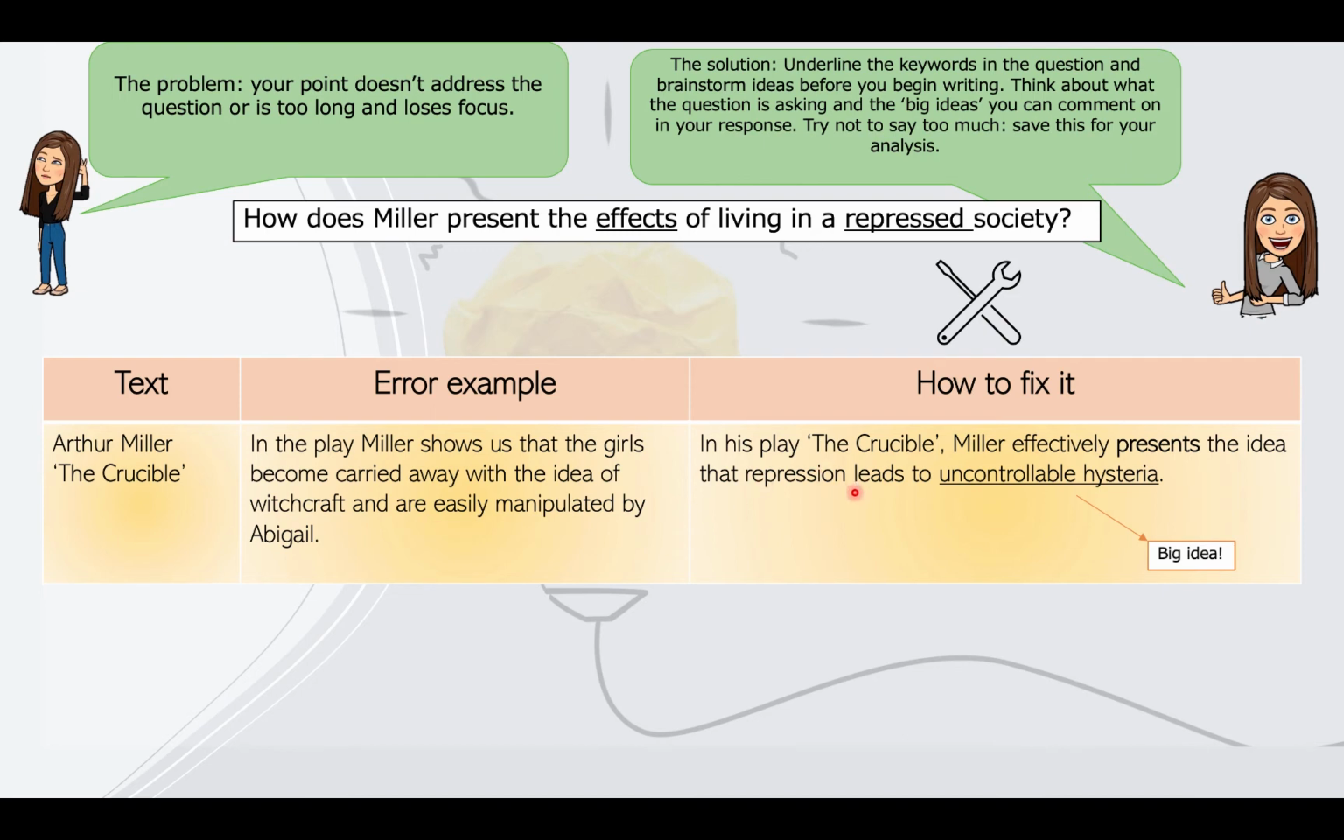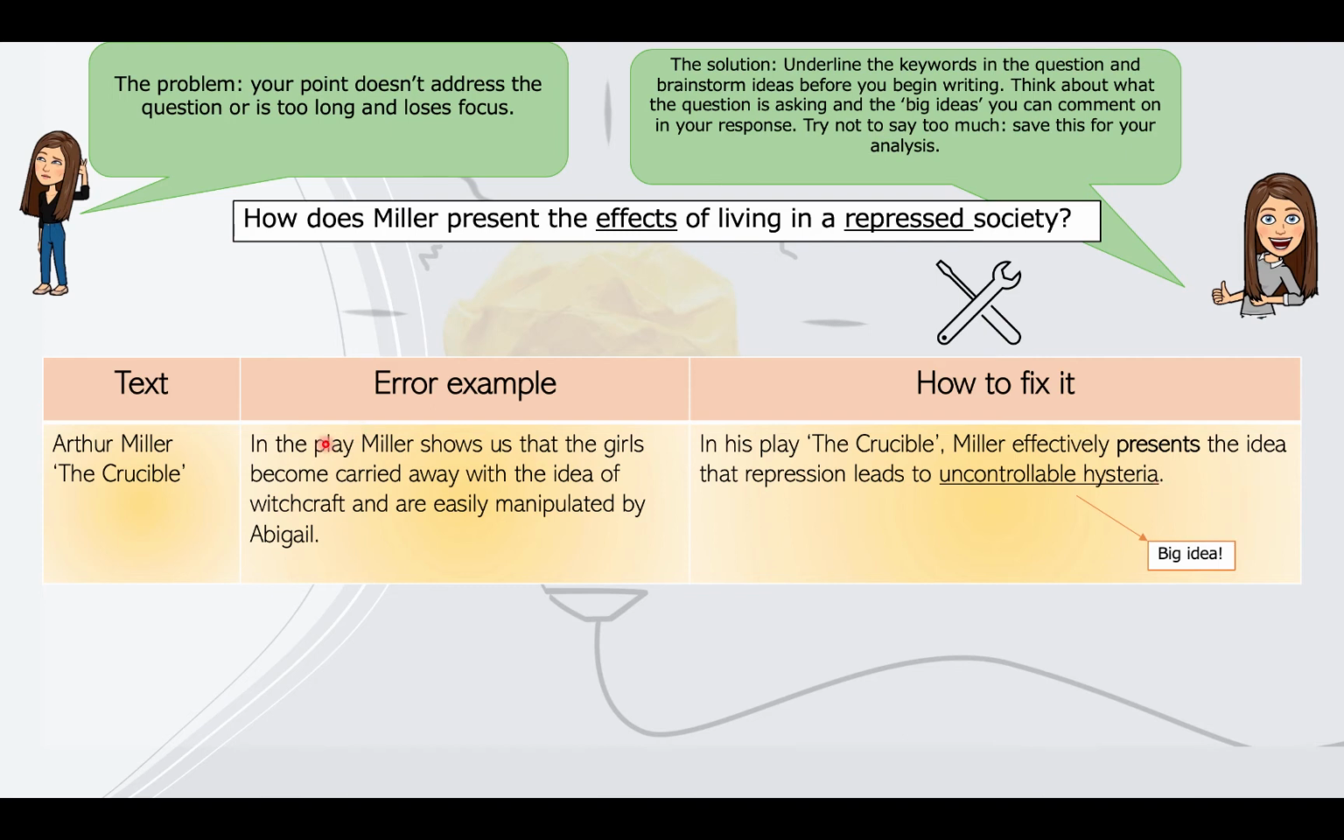So in his play, The Crucible, Miller effectively presents the idea that repression leads to uncontrollable hysteria. So the point is now much more focused, and what we have in this point is we now have our own keyword. So we have our keyword that we've repeated from the question, repression, but then we've got our own keyword or phrase here, and this is now what we're trying to prove. So we now have our big idea. So hysteria is something that comes from a repressed society, and now we will talk about it in more detail.